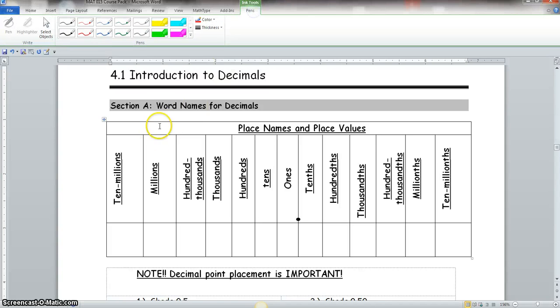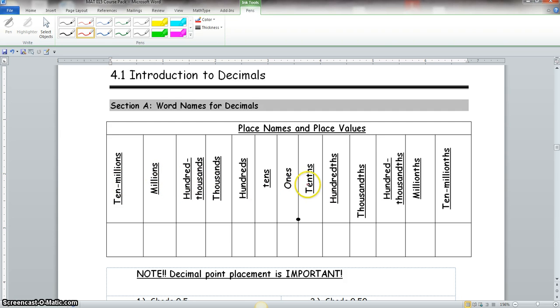Okay, class, we're starting on section 4.1, Introduction to Decimals. Now, I took the liberty of filling in all of these spots here. Now, we have our ones. We're going to go in front of the decimal. Our ones, tens, hundreds, thousands, hundred thousands, millions, and 10 millions.